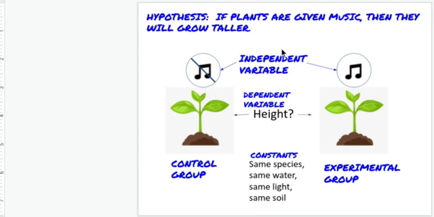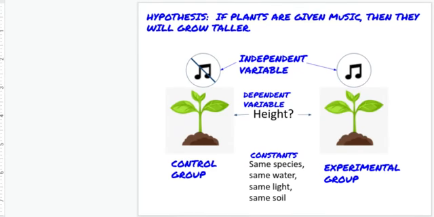Notice if you're confused about the independent and dependent variable, the music is the independent variable, independent if. The dependent variable is in the other part of the hypothesis, height, then they will grow taller. So if you can write a good prediction, a good if-then statement, the independent variable is the thing that's mentioned in the if part. The dependent variable is in the then part.